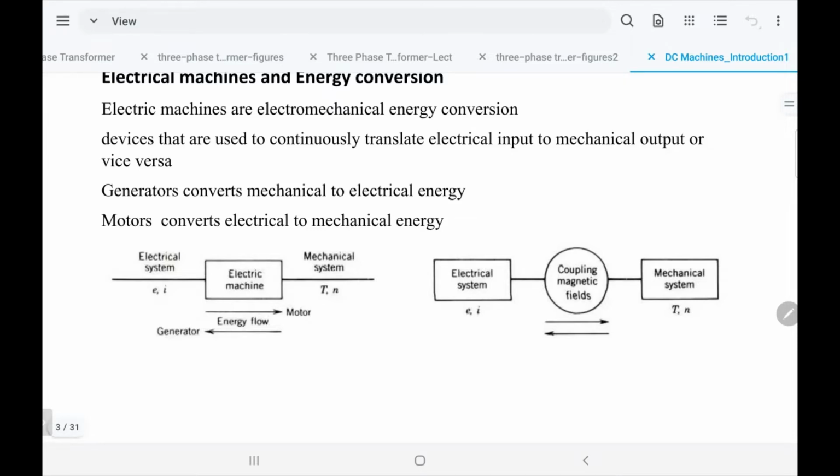That's the motor. But if you are supplying the machine with mechanical energy, hitting the shaft by a turbine or anything like that, and producing electrical energy, then you are operating it as a generator. So actually, any machine can operate as a motor or a generator, both. And the one responsible for converting the electric system to mechanical and vice versa is the coupling field, the field inside any machine.